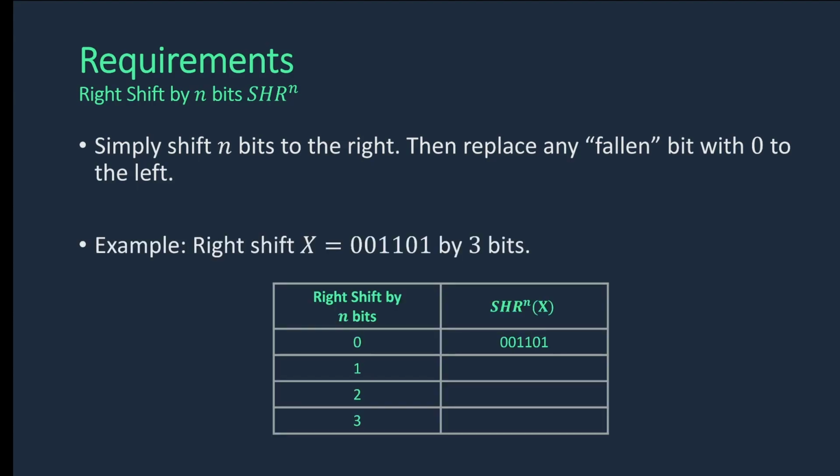So consider the following string. We have 0, 0, 1, 1, 0, 1. And now we will see what happens if we are shifting this 3 bits to the right. So in the first scenario, we have the starting string that we have. Now, if we are shifting it 1 to the right, well, we have 1 at the most right spot. That 1 will fall, and we're going to replace it with a 0.